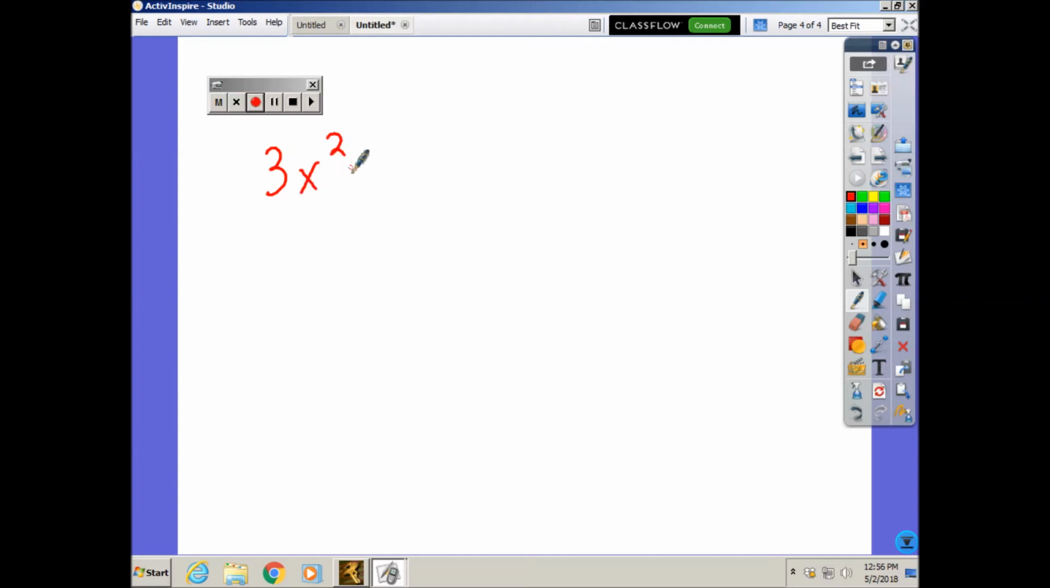is 3x squared minus 7x plus 2 equals y. This is the fourth problem we've done in class today. I have to do 12 more.